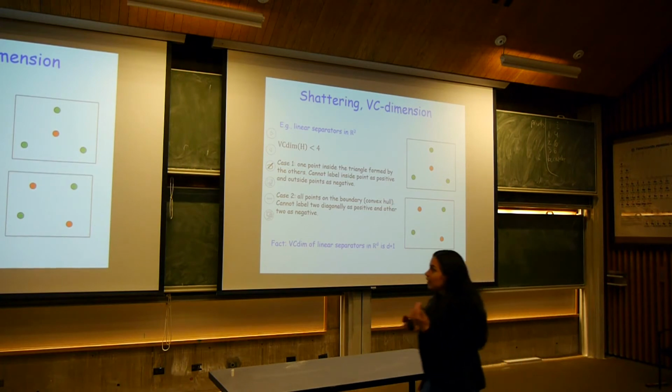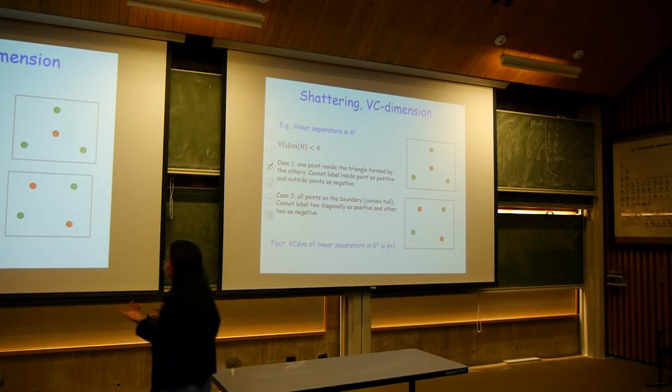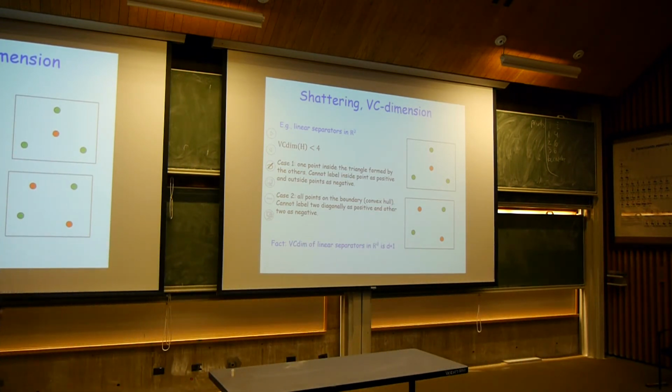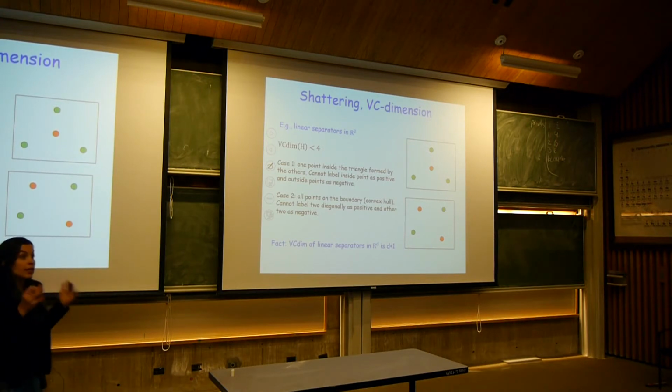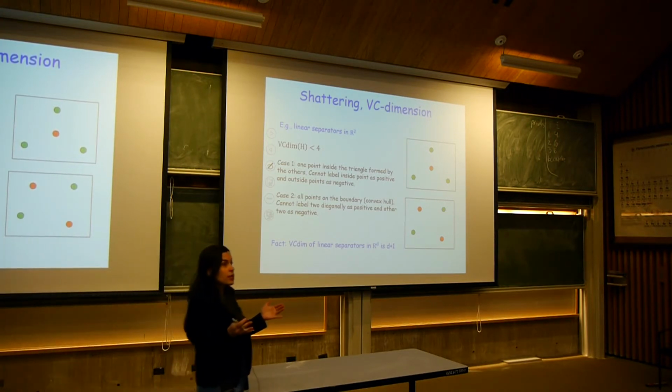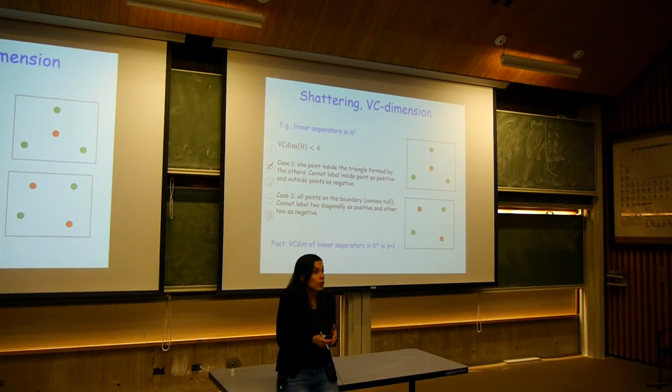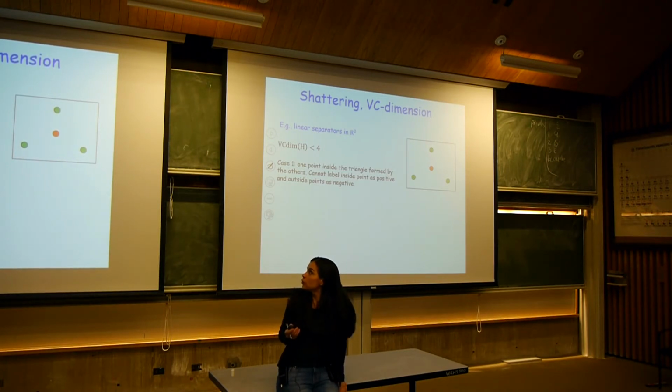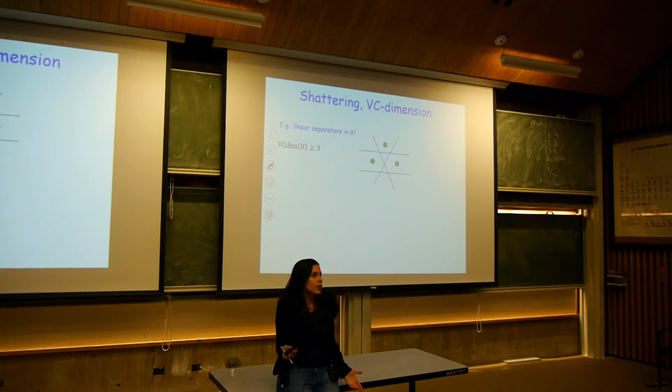So basically, we argued that the VC dimension of linear separators in R2 is strictly smaller than 4, because there is no set of size 4 that can be shattered with linear separators. But in order to complete our argument, we also need to show that there exists a set of 3 points that can be shattered, that can be labeled in all possible ways. And that's the easy part, actually. Showing that there exists a set of size D that can be shattered is typically the easier part.